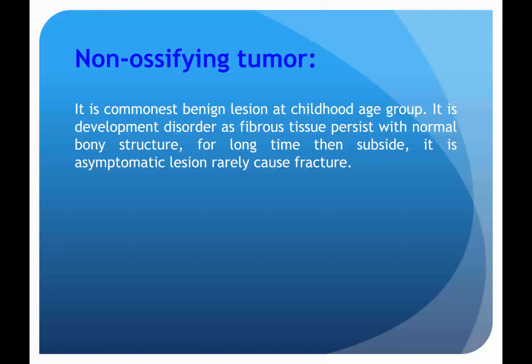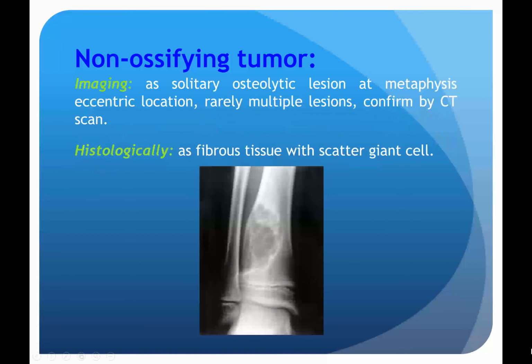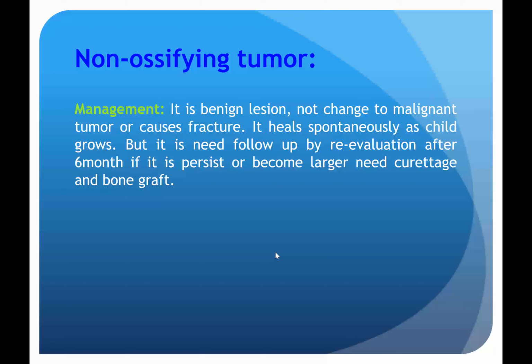In imaging, we will see a solitary lesion at the metaphysis, in an eccentric location, with multiple lesions rarely found, and this can be confirmed by CT scan. Histologically, there is fibrous tissue with scattered giant cells. Management: it is a benign lesion, it does not change to a malignant tumor or cause fracture.